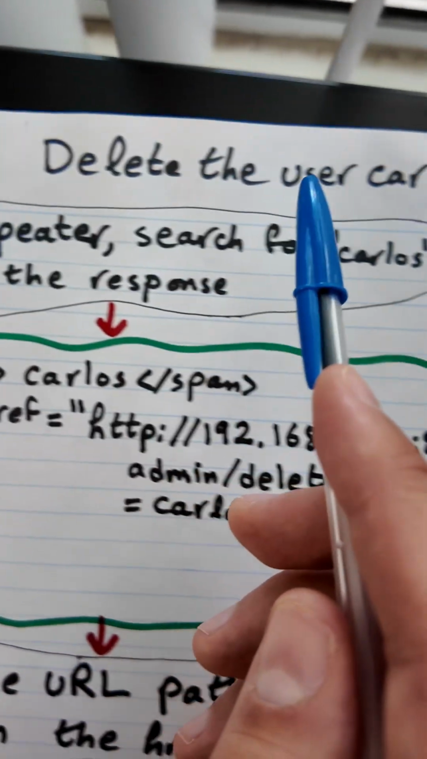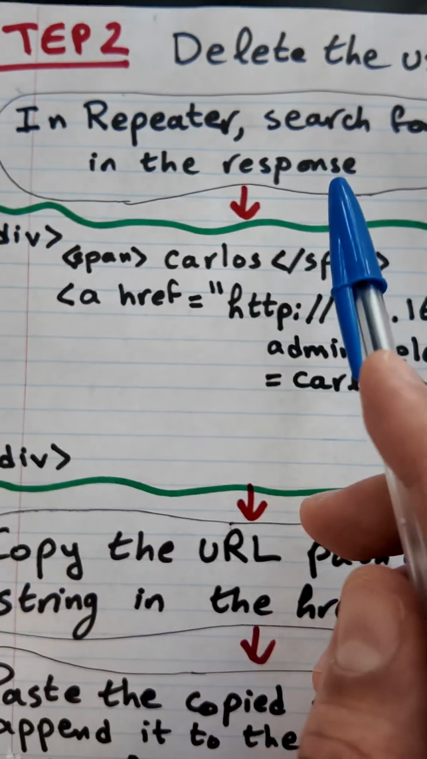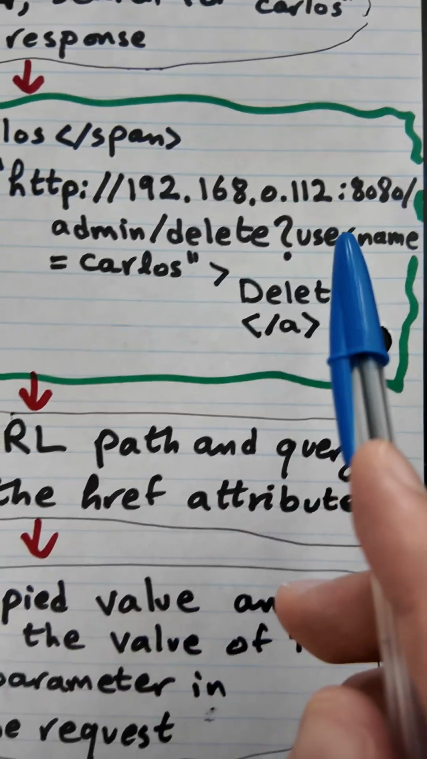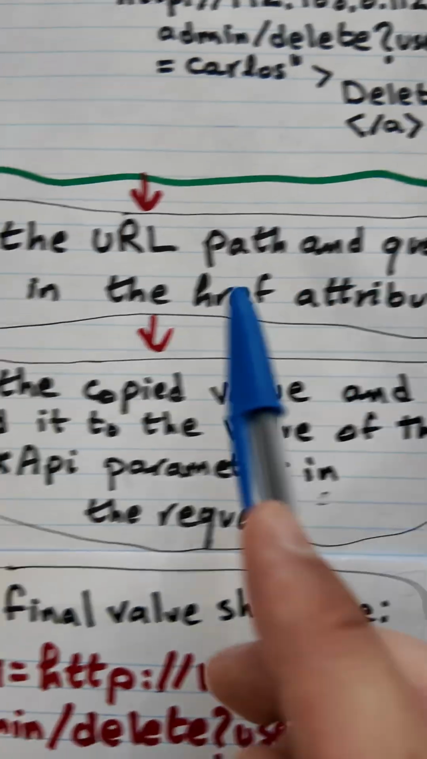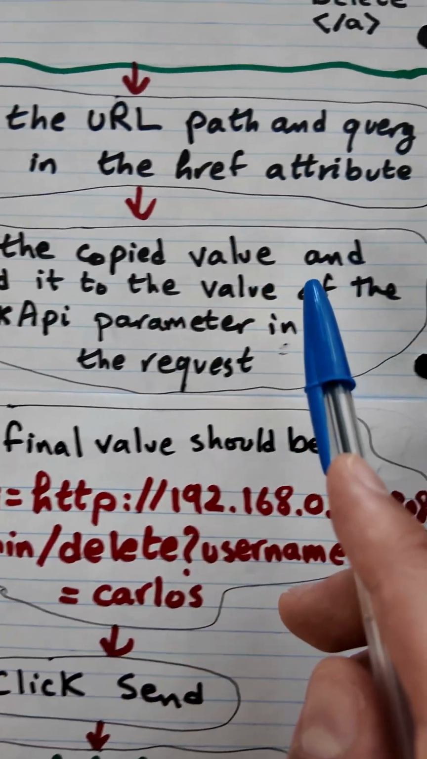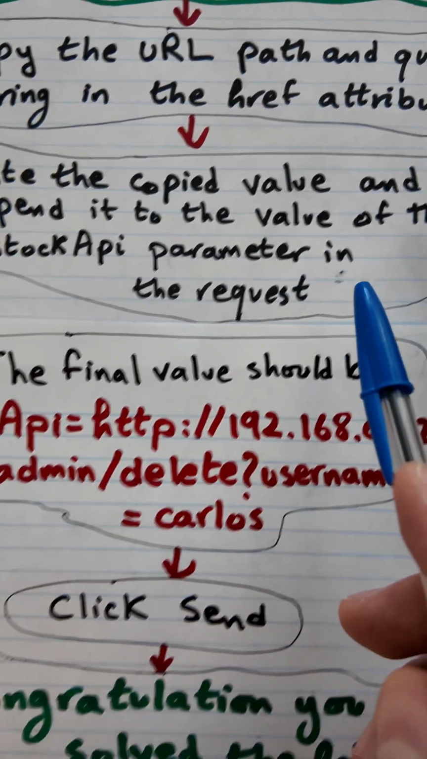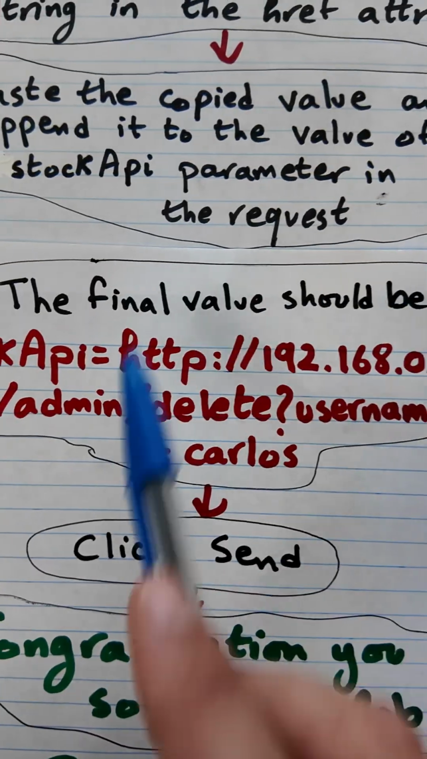Step 2. Delete the user Carlos. In Repeater, we search for Carlos in the response. We find this path. We copy the URL path and query string in the href attribute. We paste the copied value and append it to the value of the stockApi parameter in the request. The final value should be like this.